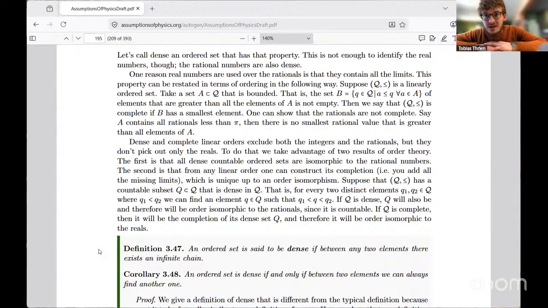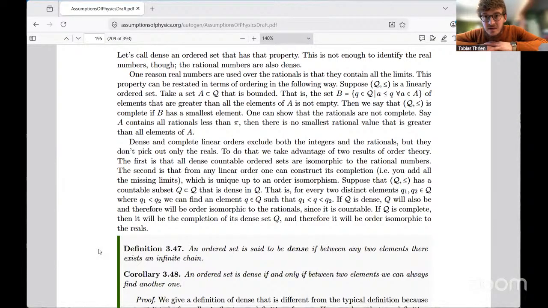So suppose that Q has a countable subset that is dense in Q. That is, for every two distinct elements, Q1, Q2 in that subset, where Q1 is less than Q2, we can find an element Q such that it fits in the middle. If Q is dense, Q will also be dense, and therefore will be order isomorphic to the rationals since it's countable.